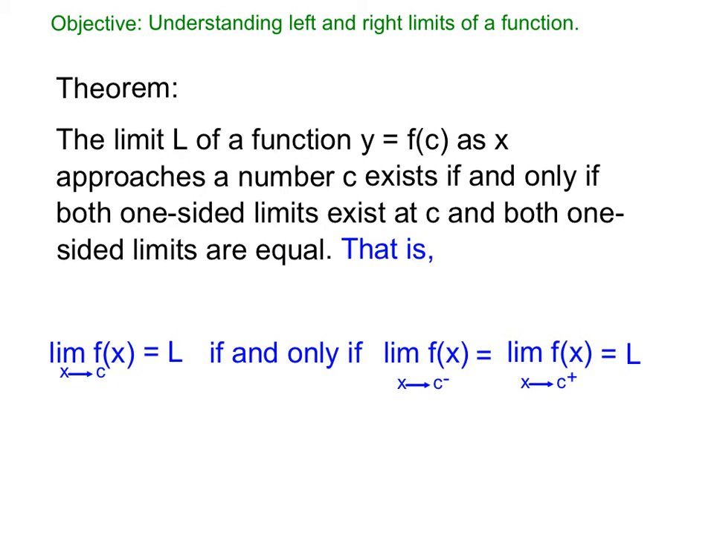All right, the limit L of a function y equals f of x, this should be an x, as x approaches a number c exists if and only if both one-sided limits exist at c, and both one-sided limits are equal. So the only time the limit exists at a point is if the left and right limits exist and are equal. Again, let's use this example of a line with a hole in it.